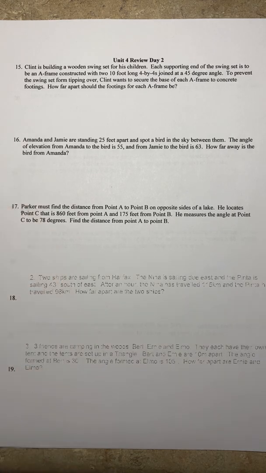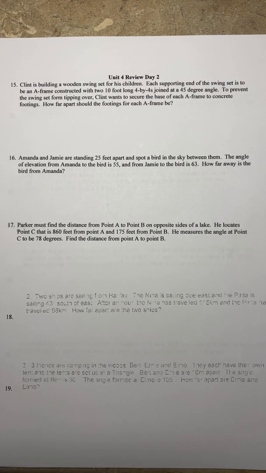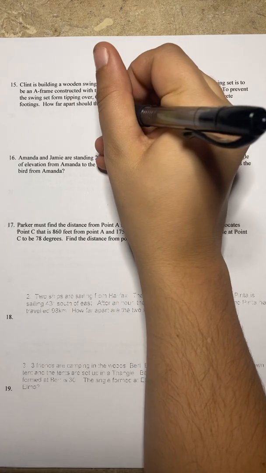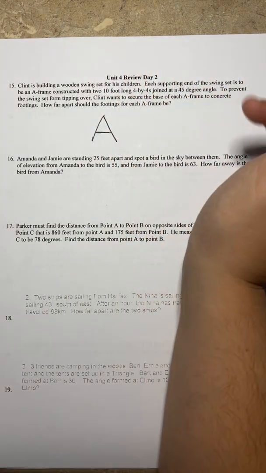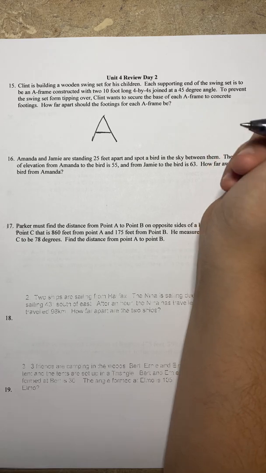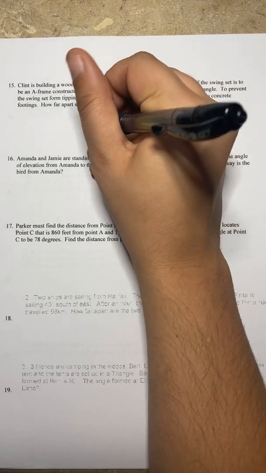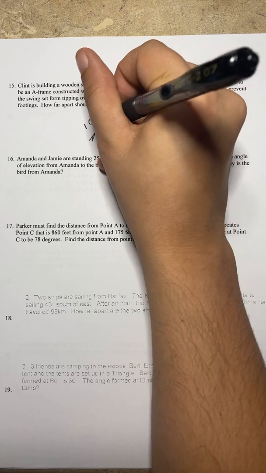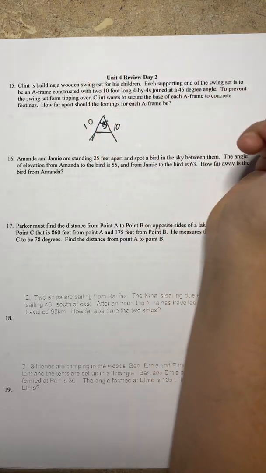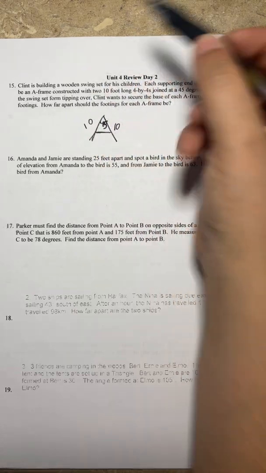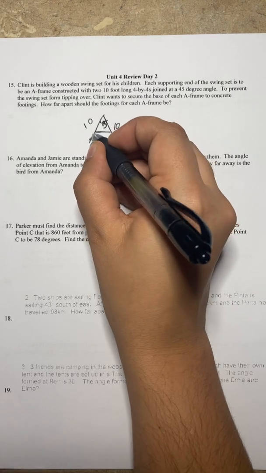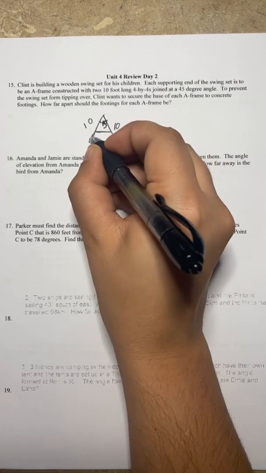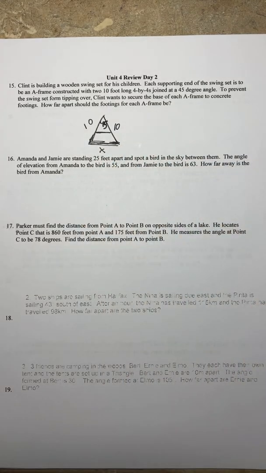Okay, so first example, we've got Clint building a wooden swing set for his children. Each supporting end of the swing is set to be an A-frame. So an A-frame looks like that. Most of the time it'll have a little brace in between. With two 10-foot long 4x4s at a 45-degree angle. So 10 foot here, 10 foot here, and 45 degrees is where they meet. It says, to prevent the swing set from tipping over, Clint wants to make sure the base of each A-frame is anchored to concrete footings. How far apart should the footings for each frame be? So the footings are right here, and we want to know how far apart they need to be.